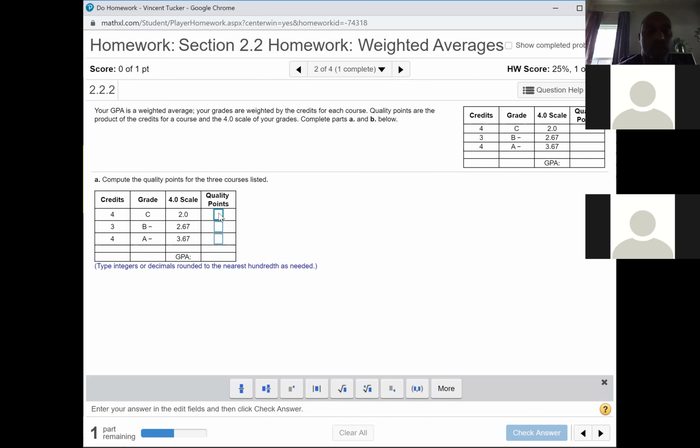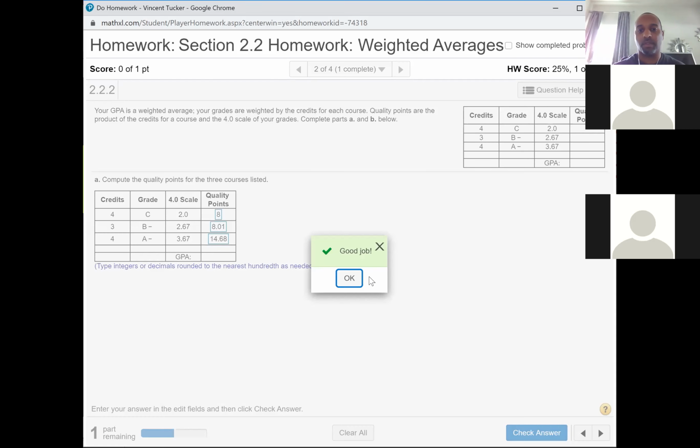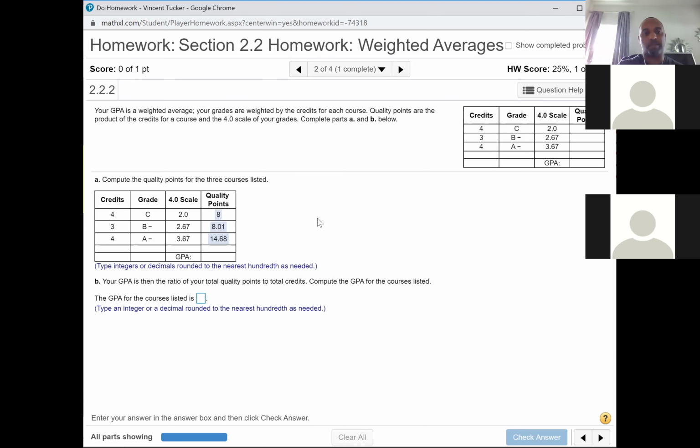So here we have 4 credits, and a C is worth 2 points. So that's 4 times 2, which is 8. Then we have 3 credits, but a B minus is 2.67. So 2.67 times 3, 8.01. And then A minus is 3.67, and that's a 4 credit class. So 4 times 3.67, 14.68. All right, questions on that before we look at B?